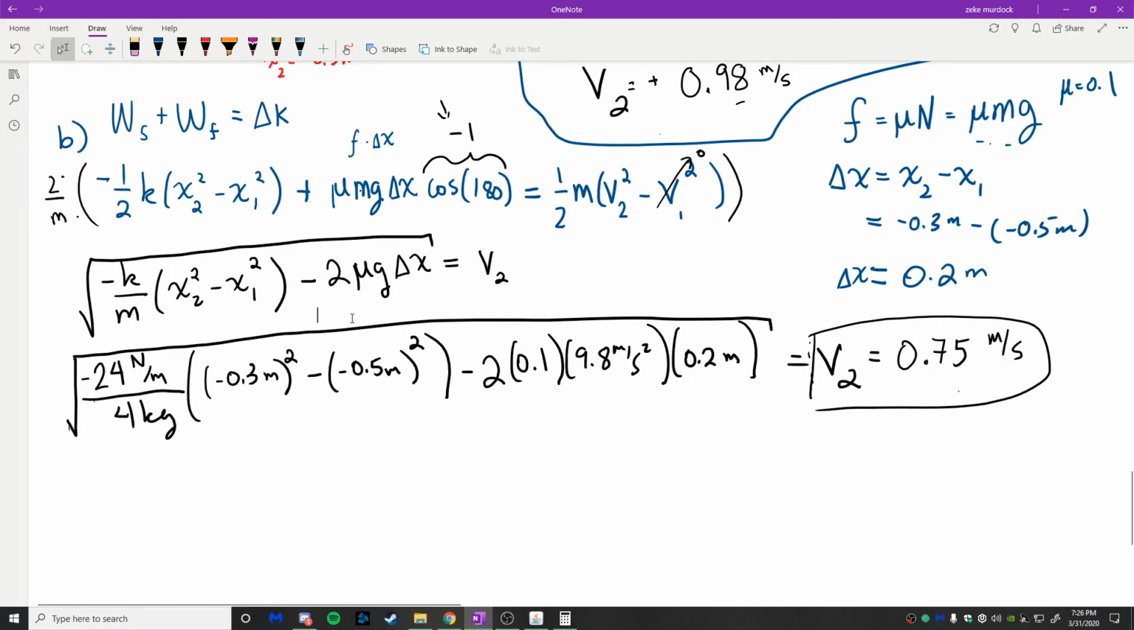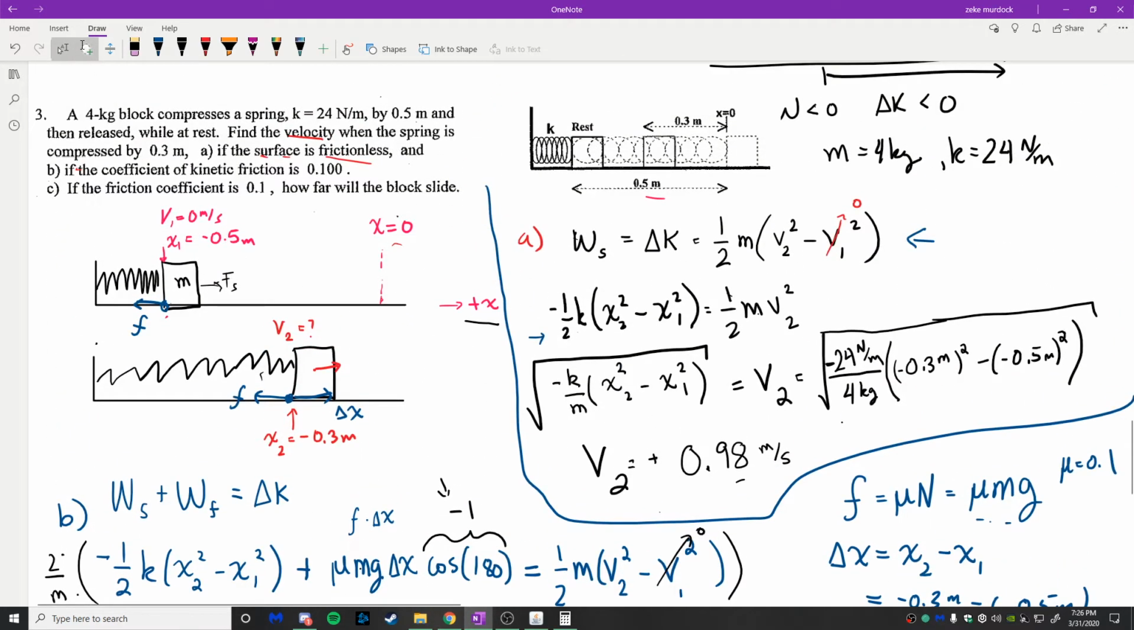You can also think about it in the way that Ash mentioned, which is that you just need to subtract the work done by friction. However you want to think about it, friction is always going to reduce the amount of work done in the system. Okay. Do you guys have any questions?